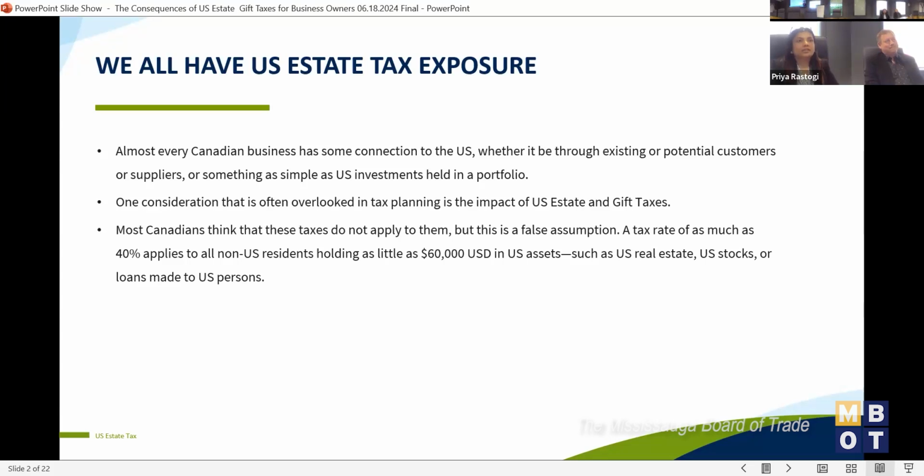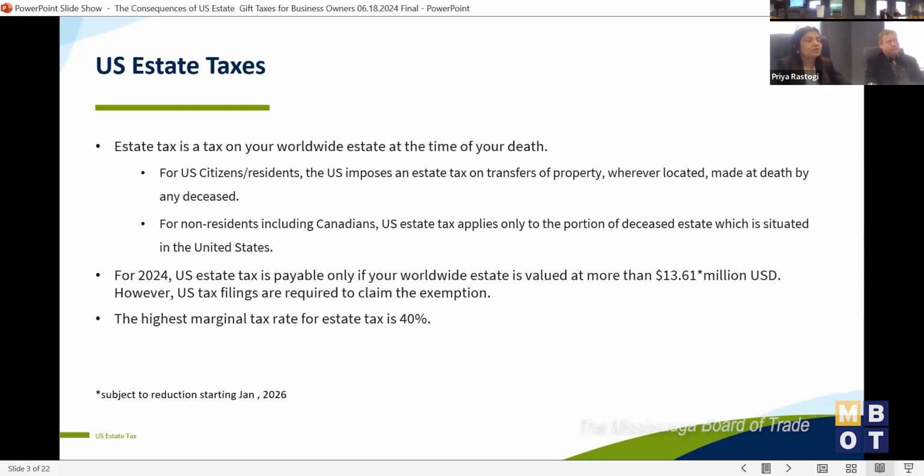discuss in this presentation what are the obvious and non-obvious options for US estate taxes, how US estate tax mechanics work, and some planning strategies for you to minimize or reduce your overall US estate exposure. So let's start with the slide. The first is, what is US estate tax?